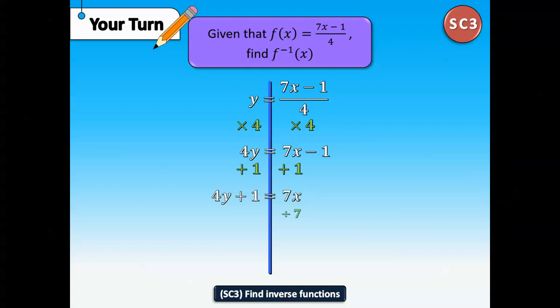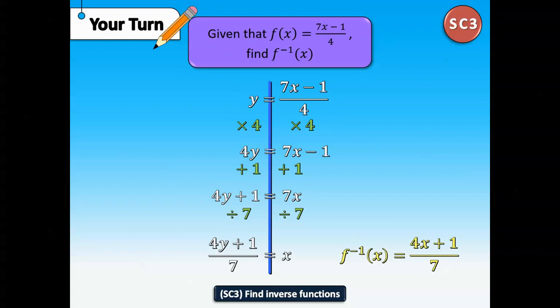And then we divide both sides by 7. So (4y plus 1) over 7 equals x. Replace the y with an x, and that's our answer: (4x plus 1) over 7.